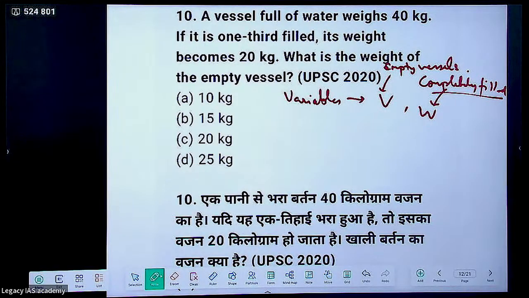This is 40 kg full of water now. So vessel plus W only. The next one is 1/3 filled. Vessel plus W, where W is the weight of water. So in a vessel full of water, there will be the weight of the vessel also, and then the water also. So you have to take both.